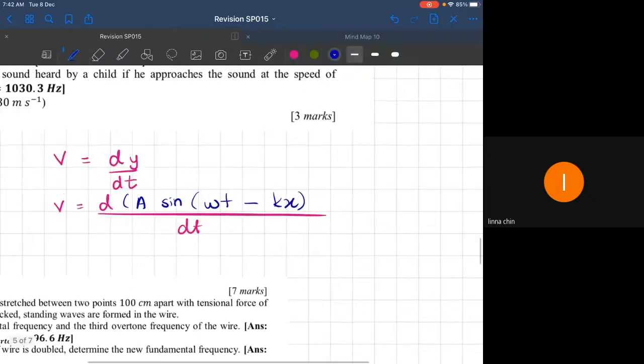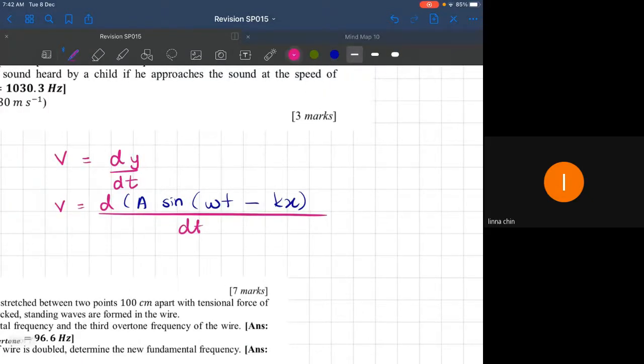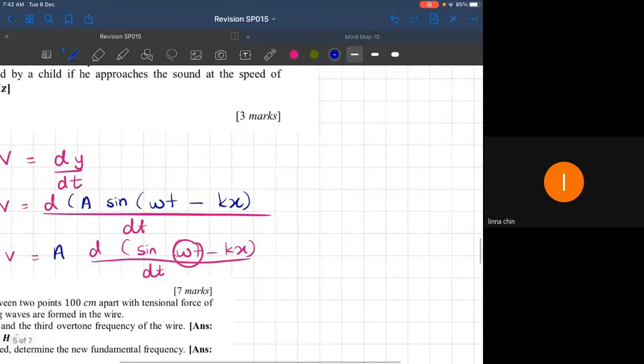Okay. So sekarang ni kita nak differentiate ni, kita akan bawa A tu kat luar sebab A tu constant kan. Miss nak differentiate yang kat dalam ni je. Miss nak differentiate sin omega t minus kx. Okay, so sekarang ni kita nak differentiate with respect to t. So kita ignore lah kx tu. Differentiate lah omega t, dapatlah omega. So kamu akan dapat equation V sama dengan A.